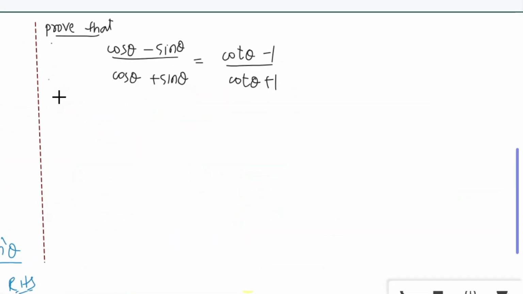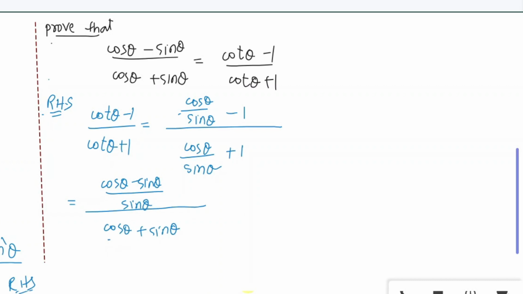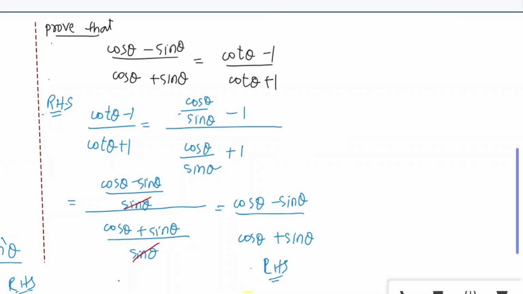In this question, you can see that again on the right hand side we have cot. So we take the right hand side and convert the cot into cos over sin, and use the same thing. We take the LCM of the numerator and denominator terms separately. After taking the LCM, you can see that the denominator of both terms is the same, which can be cancelled out. The numerator is left as cos square theta minus sin square theta, and the denominator with the positive, which is actually the right hand side.